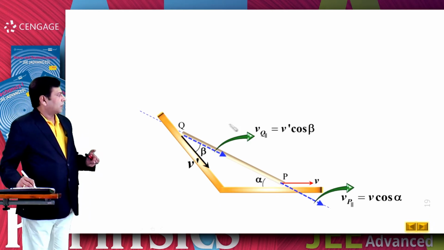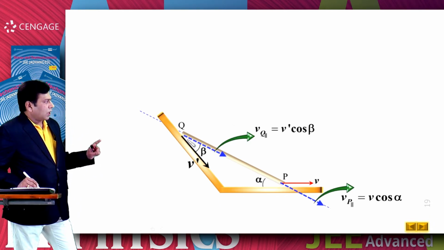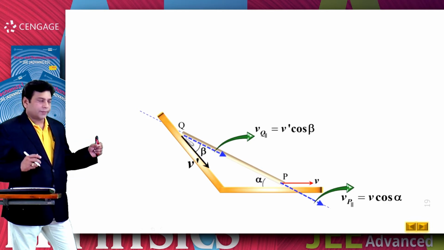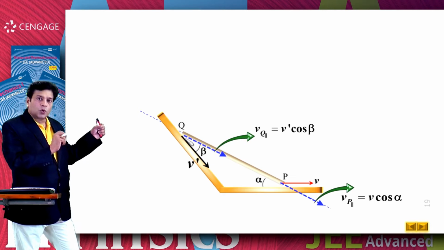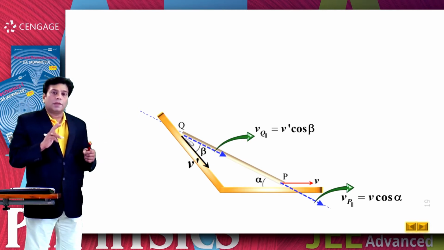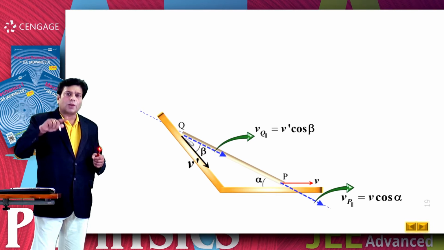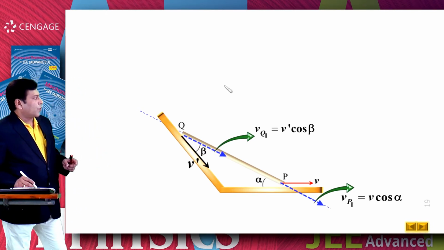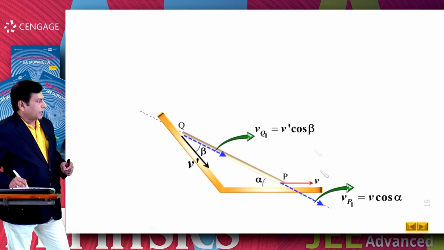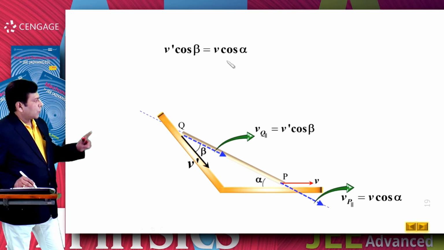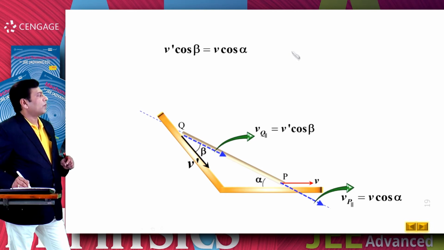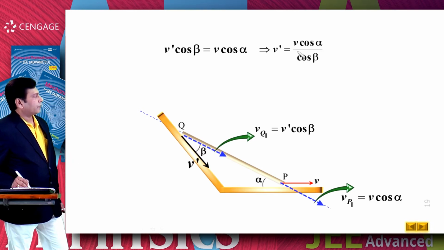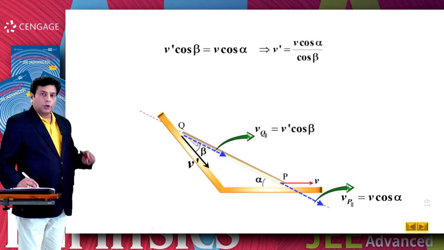Now, if the length of the rod is constant, it means the velocities of the end points should be equal along the length of the rod. That is, the relative velocity along the length of the rod should be 0. For this, we can write here v dash cos beta should be equal to v cos alpha. We can rearrange this equation to get the value of v dash, and v dash equals v cos alpha divided by cos beta. This v dash is the velocity of end Q.